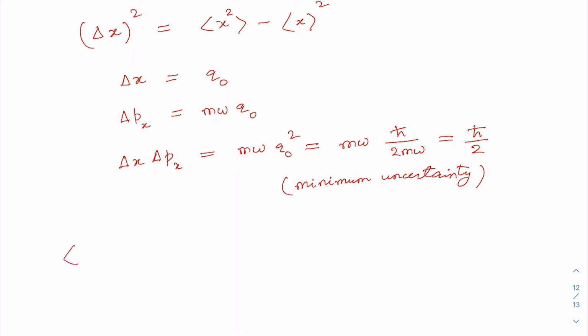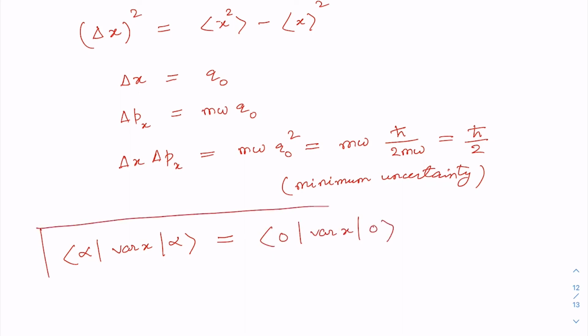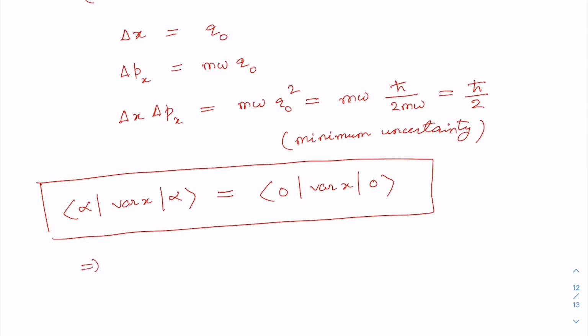In fact, you can show that the variance of x in the coherent state is equal to the variance of the position operator in the ground state, and this you can also establish, and this is the reason why a coherent state is defined as, or said to be, nothing but the displaced ground state.